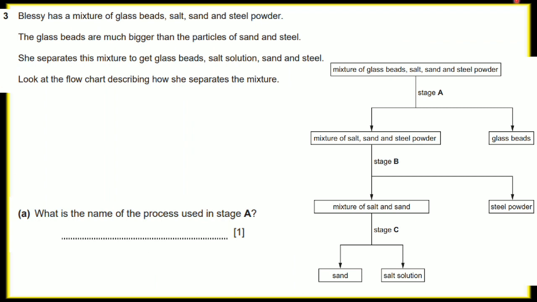Question 3. Here is a mixture of glass beads, salt, sand, and steel powder. The glass beads are much bigger than the particles of sand and steel. Separate the mixture. If you look at this stage here, just carefully analyze this. What is the name of the process used in stage A? The mixture of glass, sand, this stage A.